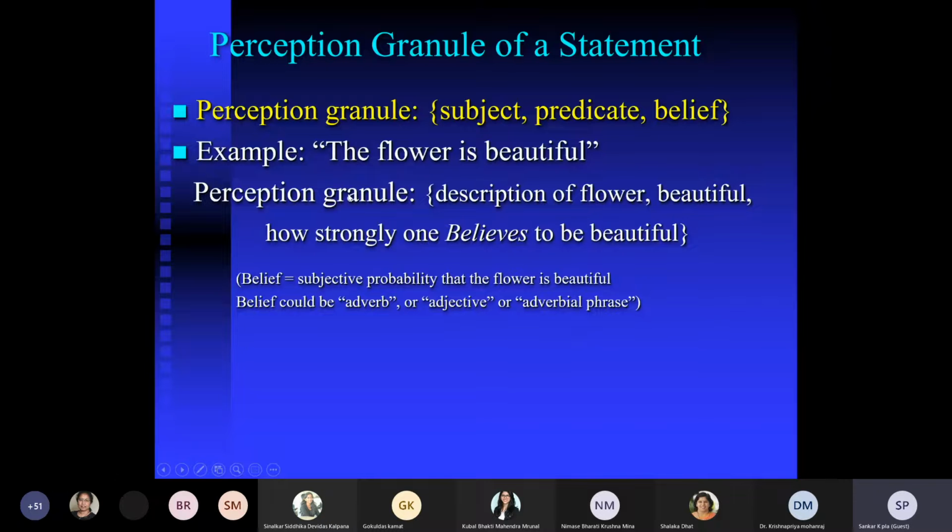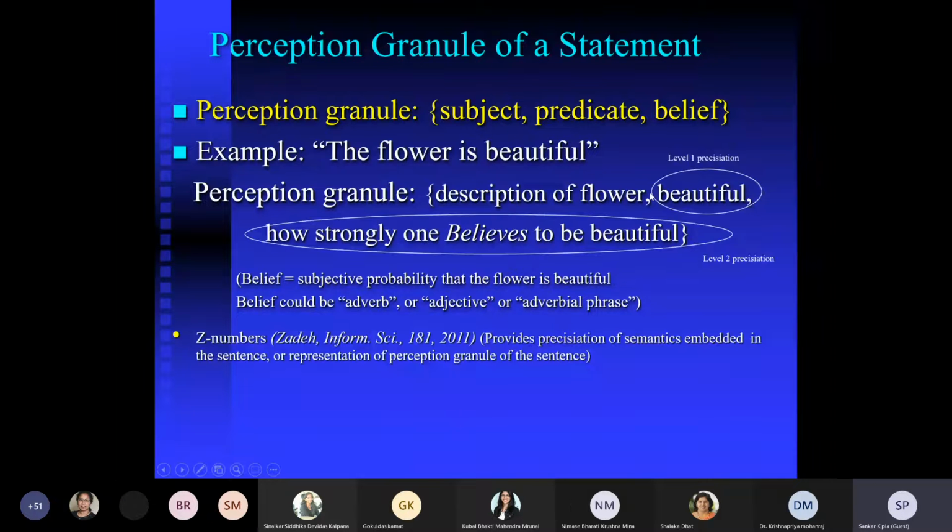Now, if you see that, it involves two levels of precision. First of all, it's beautiful. Whether it is very beautiful, more or less beautiful, or so beautiful is level 1 precision. Level 2 precision is how strongly one believes, the belief with subjective probability that the flower is beautiful. Belief could be an adverb, adjective, or adverbial phrase.